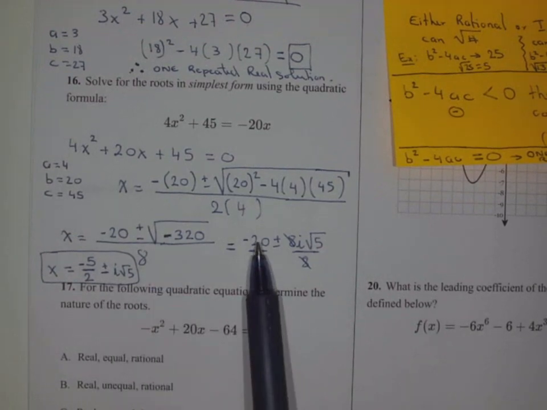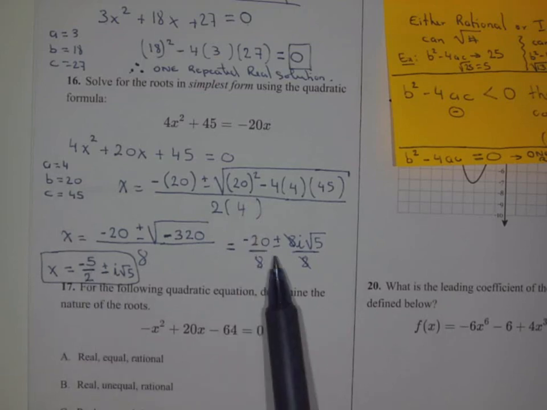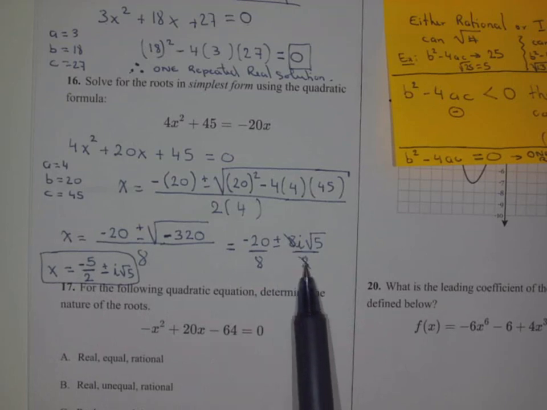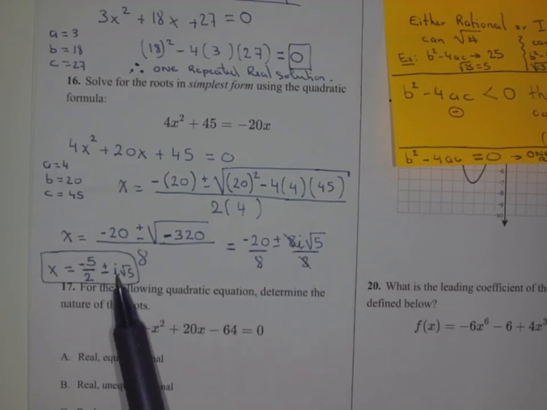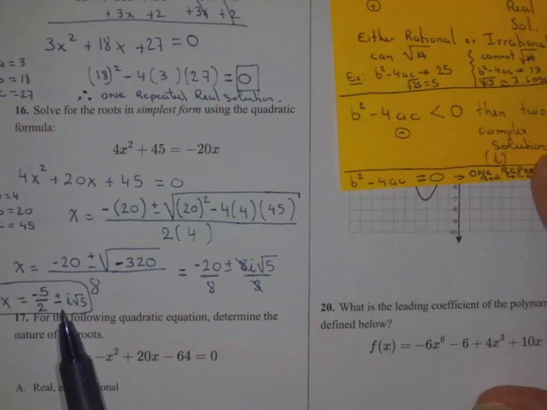Okay, so simplify that, divide both of those by 4, right? Gives you a negative 5 over 2. Your plus or minus, the 8 here cancel, and so we have left i square root of 5, which is what I have here. And if you remember, I said we go back here.